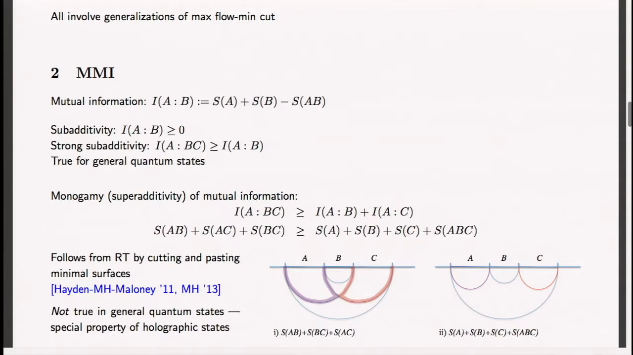So the next thing is that this inequality is not true for general quantum states. And this is actually what we like. This is why this is the simplest entropic property that holographic states have that's special. Okay? It's definitely telling us something about holography and therefore telling us something about quantum gravity and all of these big questions, right? So I'm going to give an example of a quantum state that violates it.